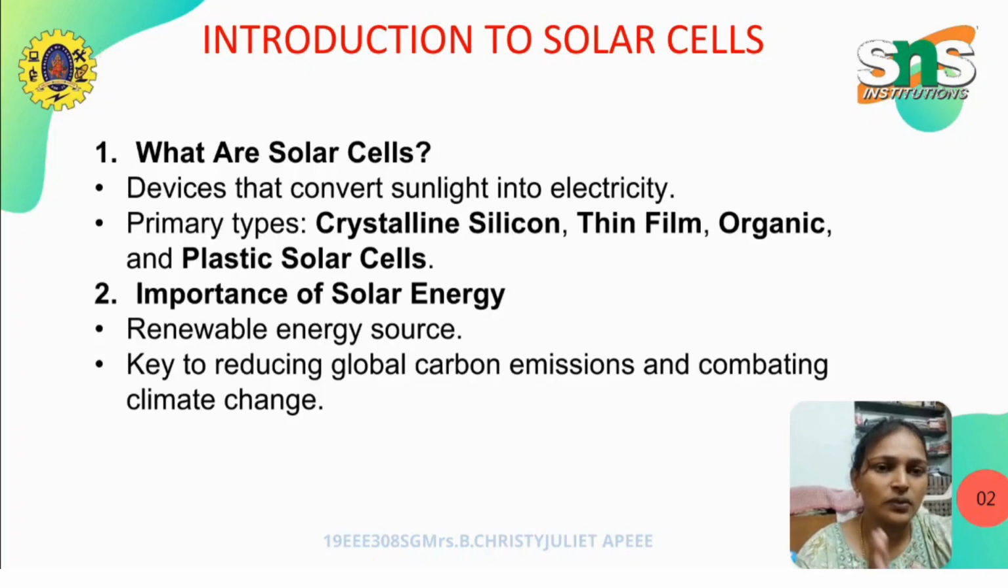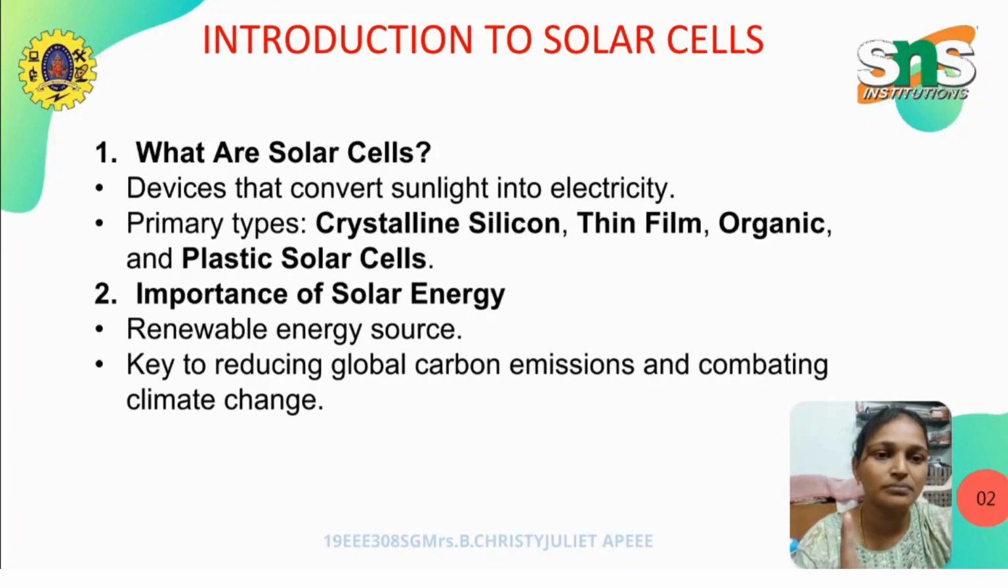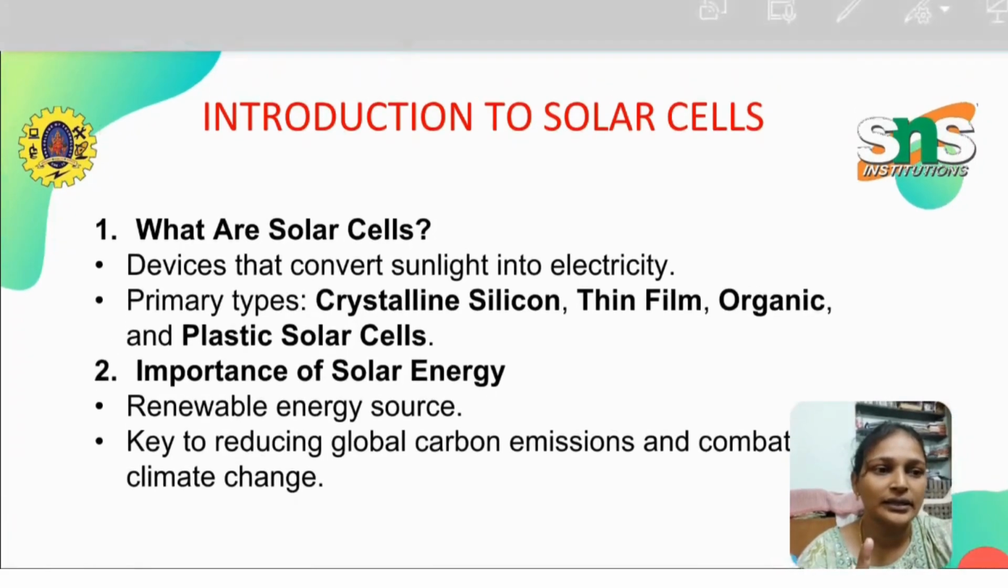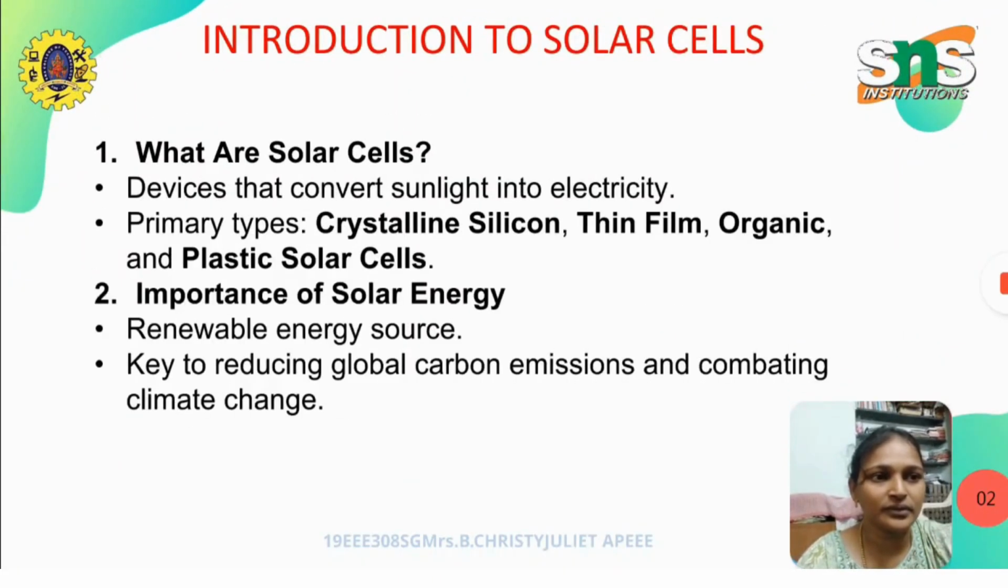Solar cells are devices that convert sunlight into electricity. Many might be confused that solar cells convert the heat energy from the light into electricity. Of course, there are certain types of cells that serve this purpose, but here the main concept behind solar cells is that they convert sunlight into electricity.